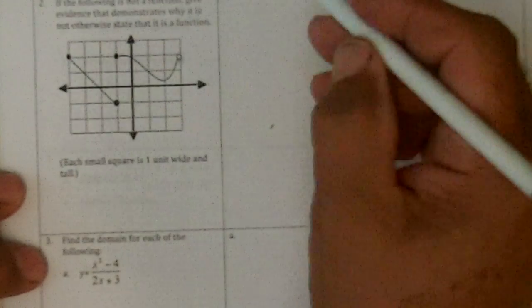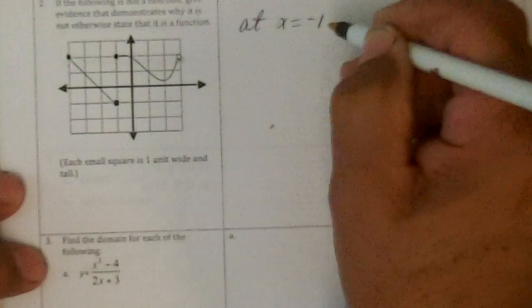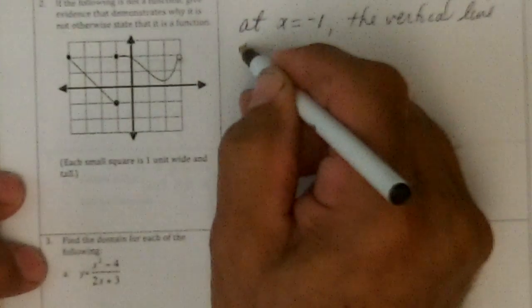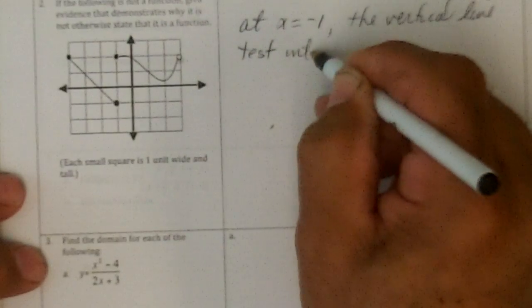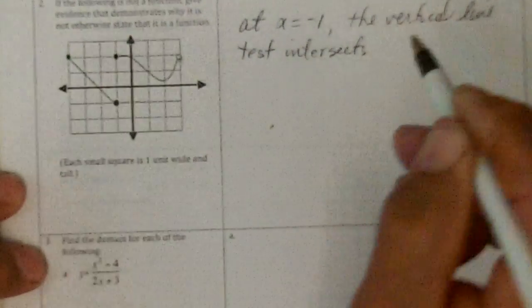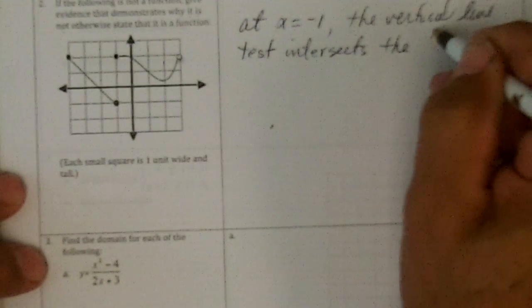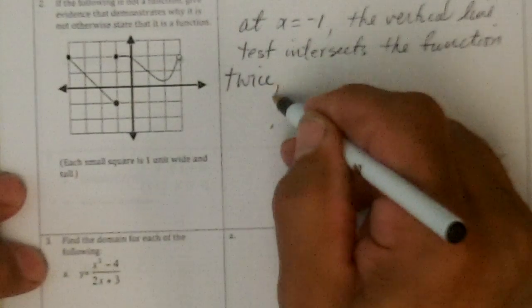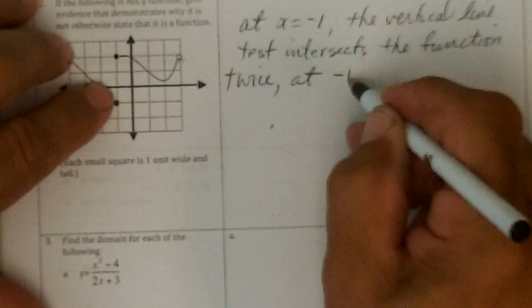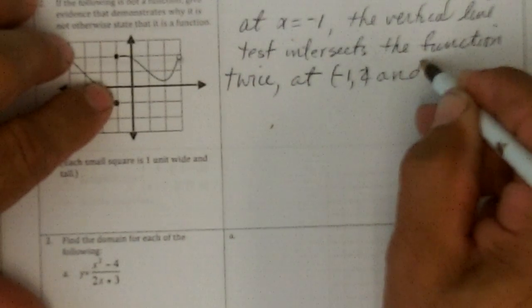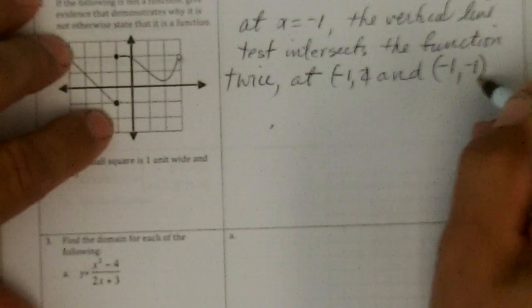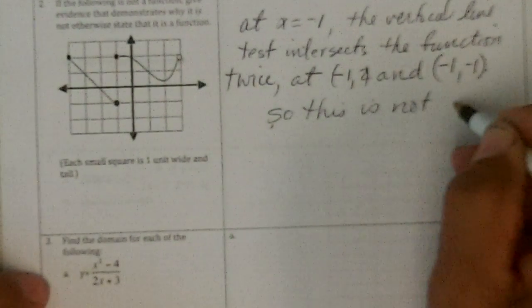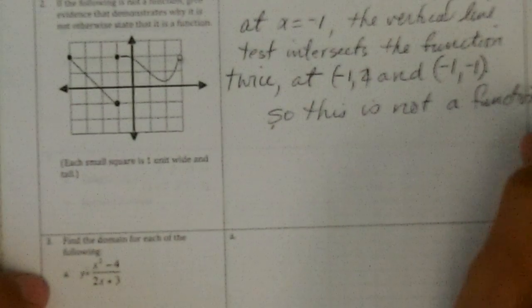And right at x equal negative 1, the vertical line test intersects the function twice at negative 1, 2 and negative 1, negative 1. So this is not a function. Okay?